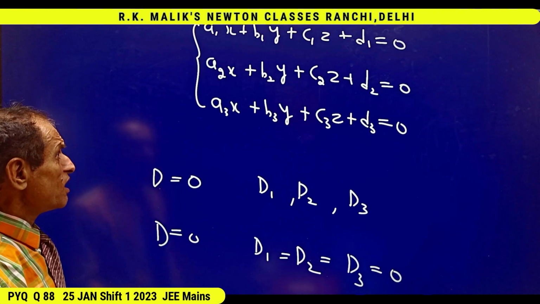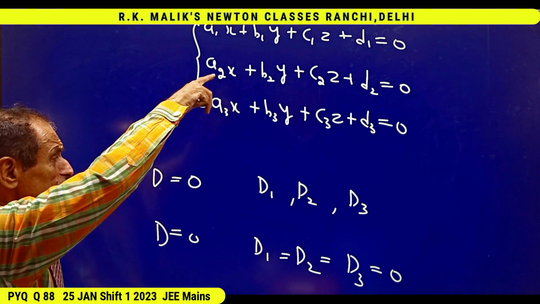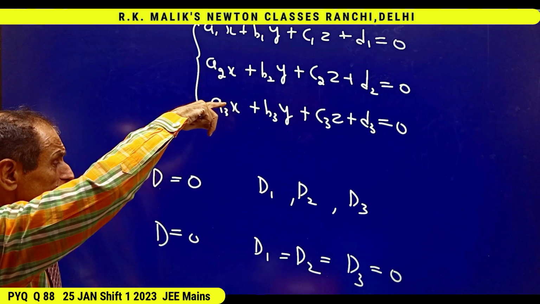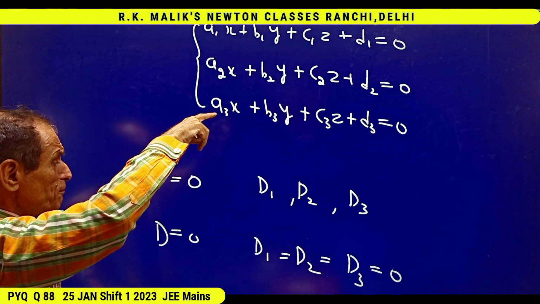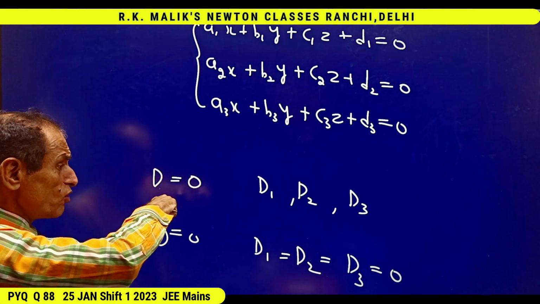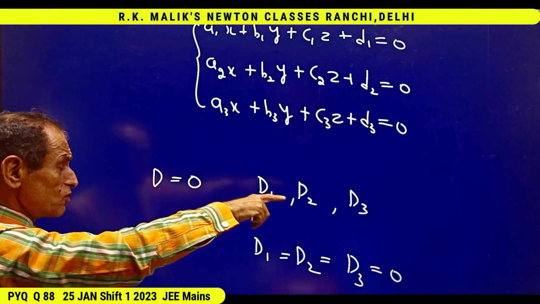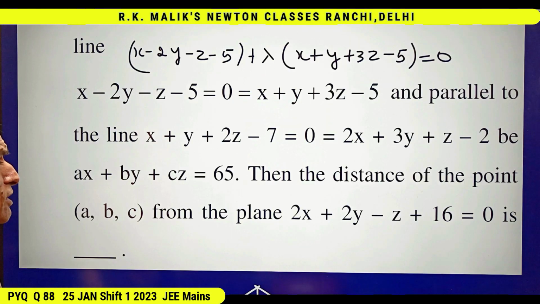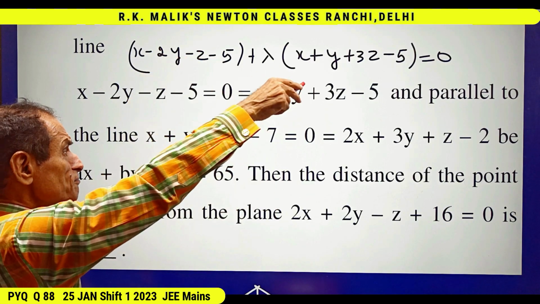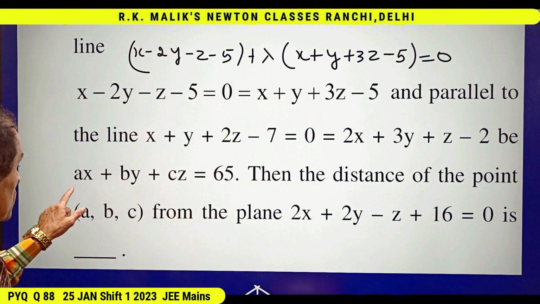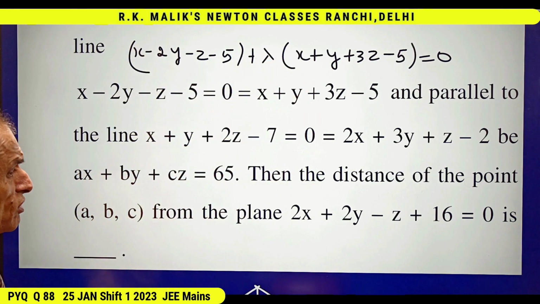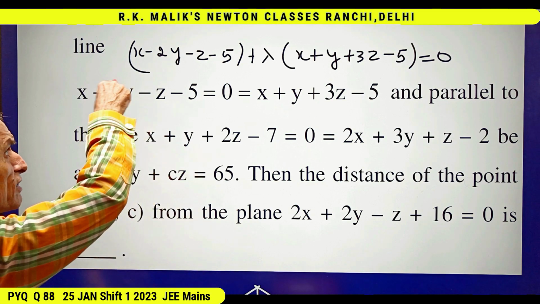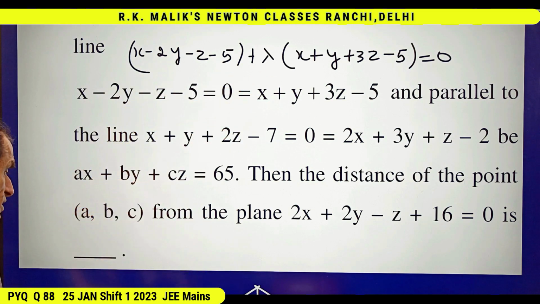And because presently I told that these three planes are forming a prism, therefore for forming a prism, the condition is D is 0 and at least one of them is non-zero. We'll be using this to find the value of lambda, and once lambda is found, you'll be getting this plane, and this plane is given to us as ax plus by plus cz equal to 65, and comparing this plane with this plane, we'll get the values of A, B, C. And once A, B, C are found, then the distance of this point from this plane is very easy to find.